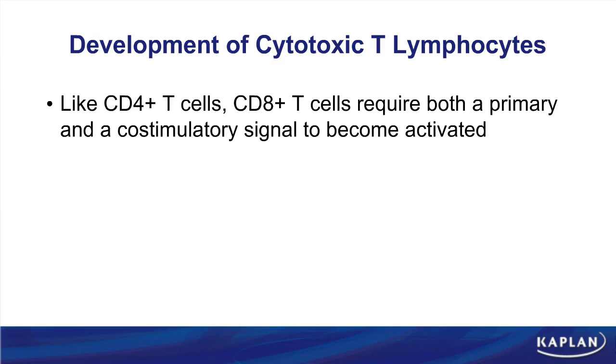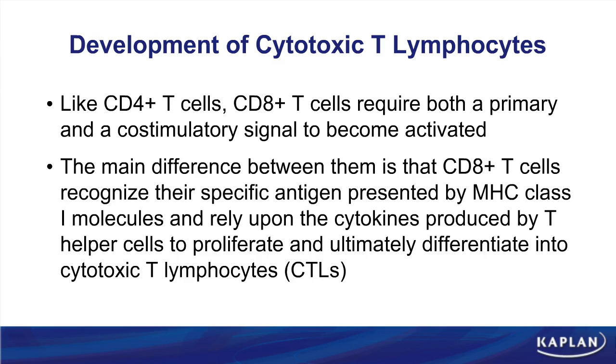Also recall from the information I gave to you that both CD4 and CD8 require two independent signals. First is that primary signal through the T cell receptor, and then the co-stimulatory signal through the CD28. Now again, the major difference that we have is obviously the functionality. Our CD8 positive T cells have to be presented their peptide via MHC class 1, and you also need help from the T helper cells.